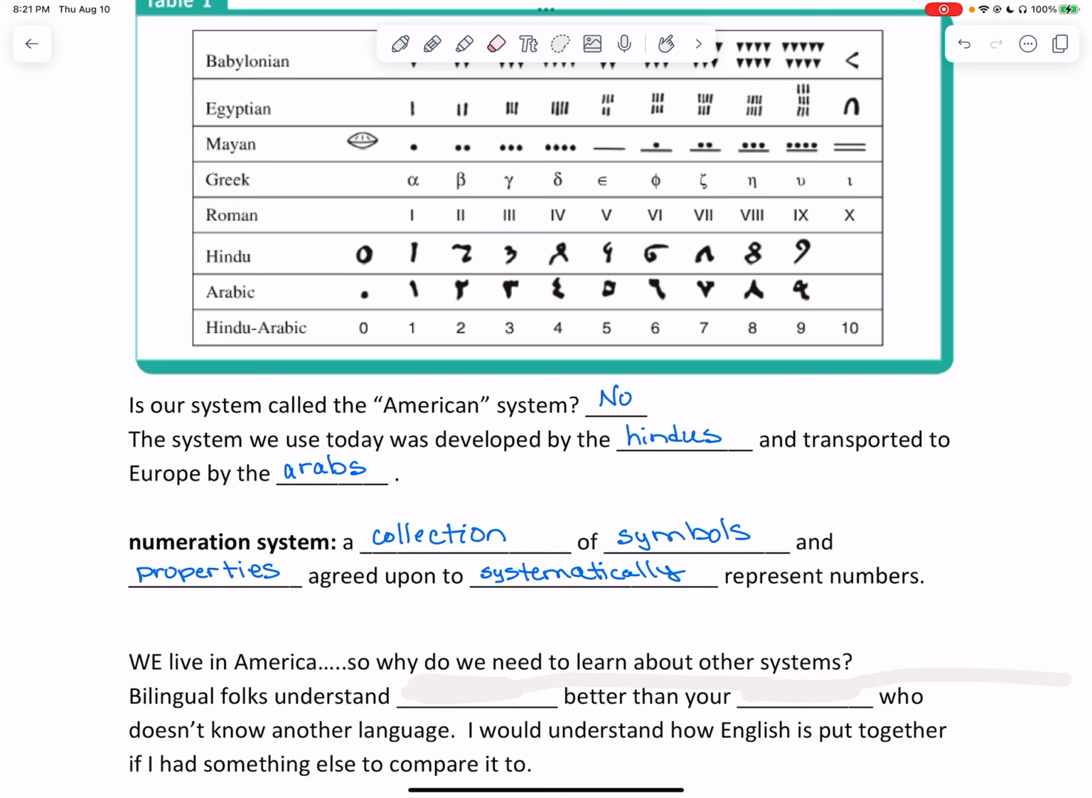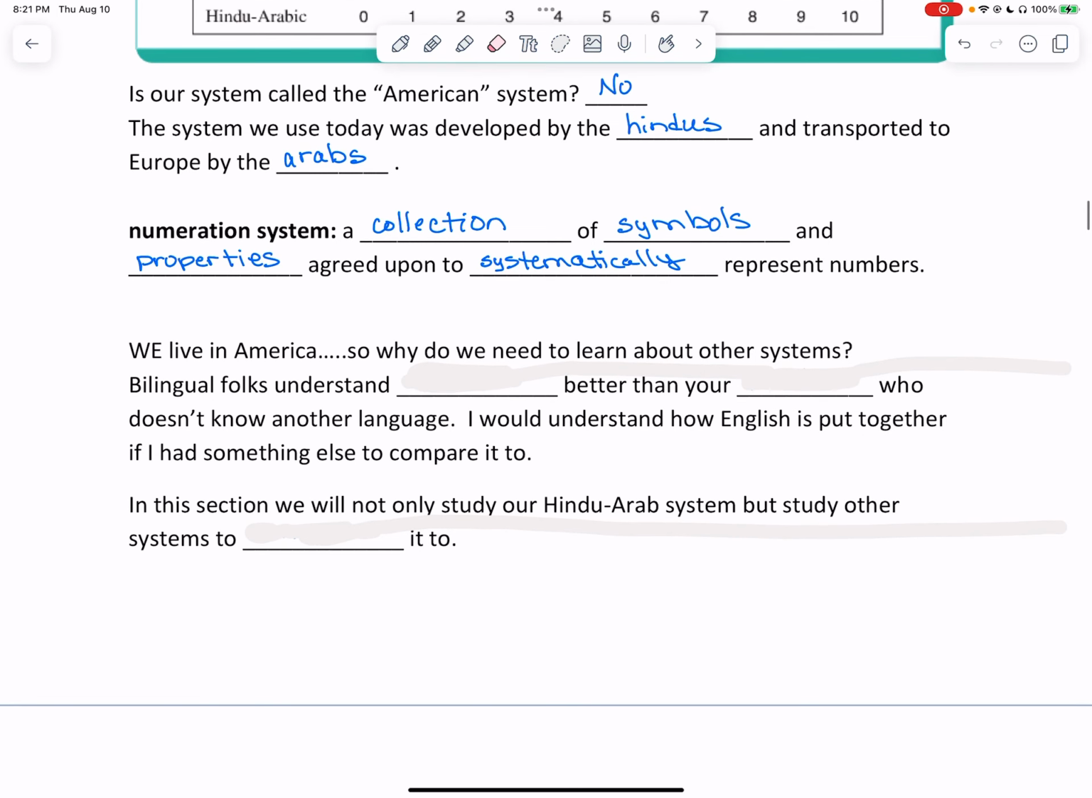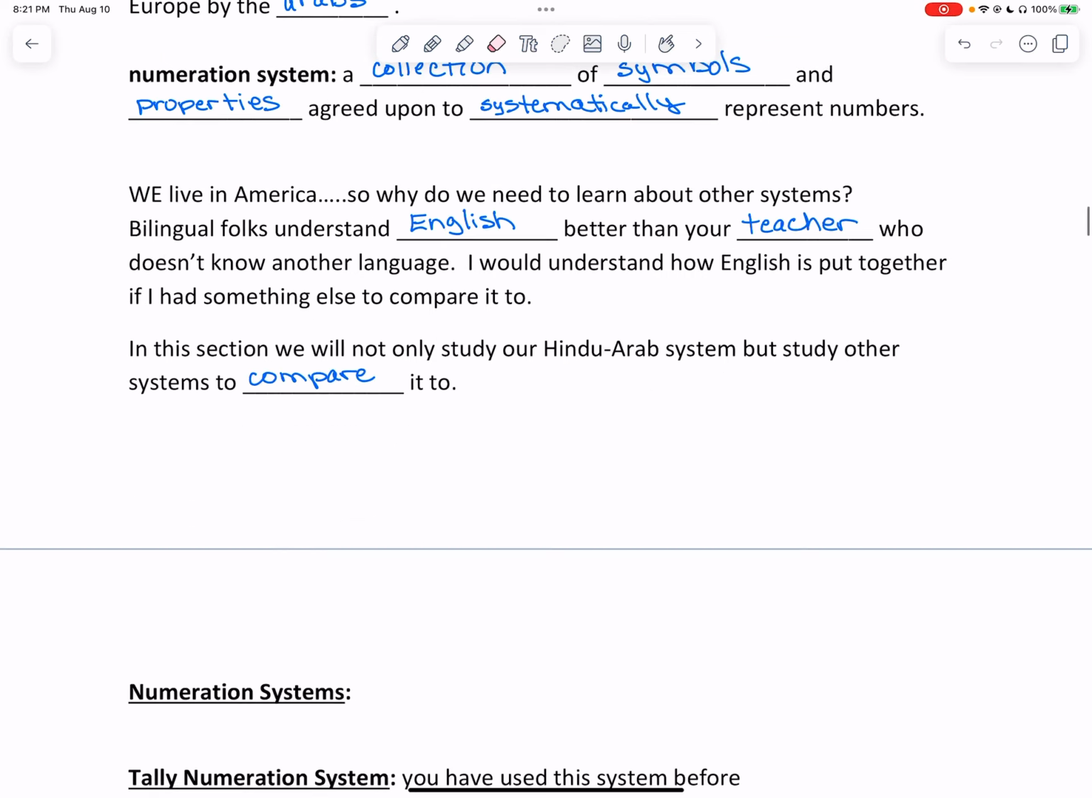So we're in America, so why do we need to learn about all these other systems? Well, bilingual folks understand English better than I do, because I don't know another language. So I would understand how English is put together better if I had something to compare it to. And so in this section, we're not only going to study our system, but we're going to study other systems so that we can compare them to our system and know the Hindu Arabic system better.